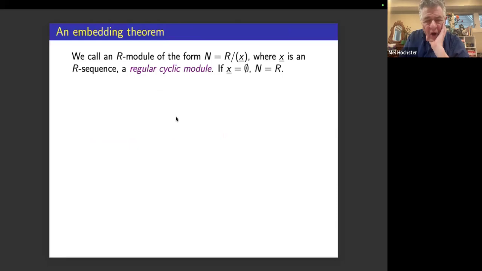So I want to call a module regular cyclic if it's the quotient of the ring by an ideal generated by a regular sequence. So X underlined represents a sequence of elements that's a regular sequence of the ring. And X is allowed to be empty, in which case the ideal it generates is zero. So we're allowing N to be R. R is also a regular cyclic module.